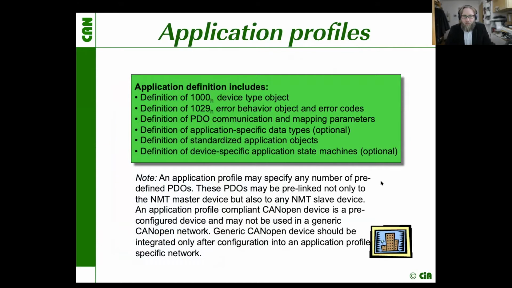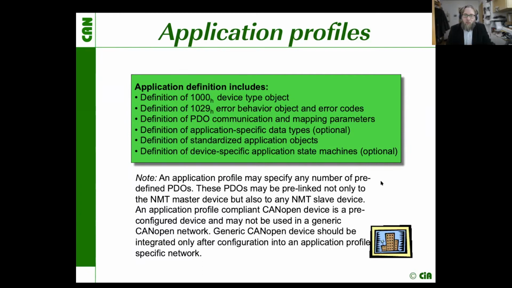What does it mean? In the application profile, like in any of our application and device profiles, we have a definition of object 1000. The device type object is important because it identifies the device as following a certain device and application profile. In some of the device and application profiles, we also have a definition of the error behavior, in this case on object 1029. In this case, in the application profile, we have that as well.